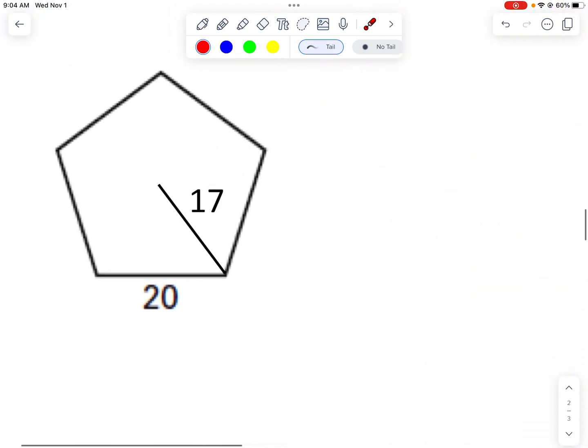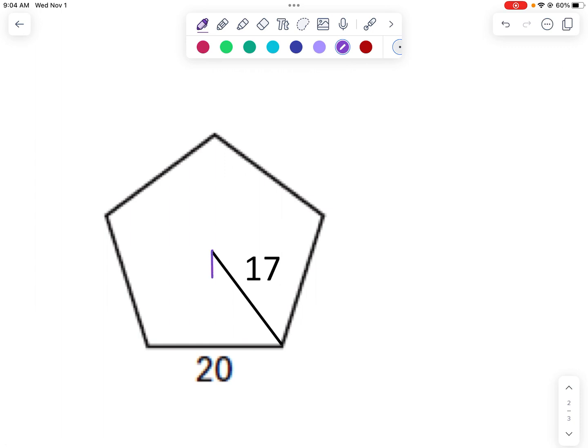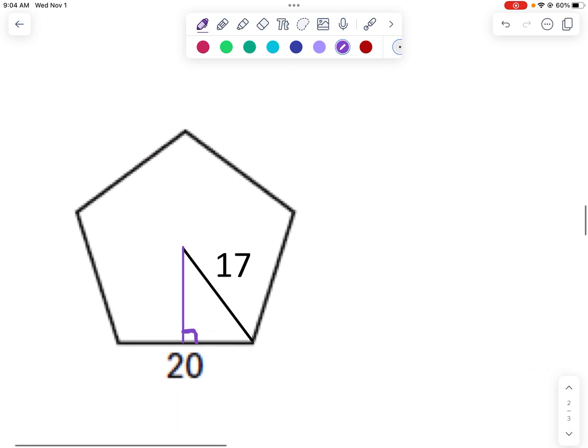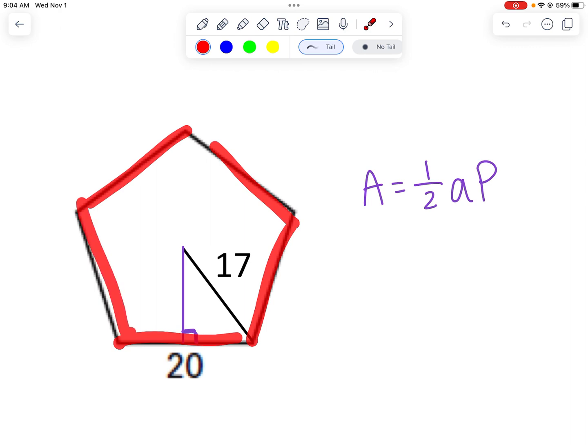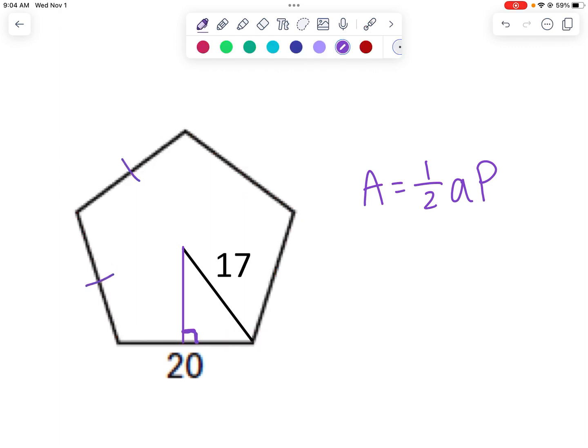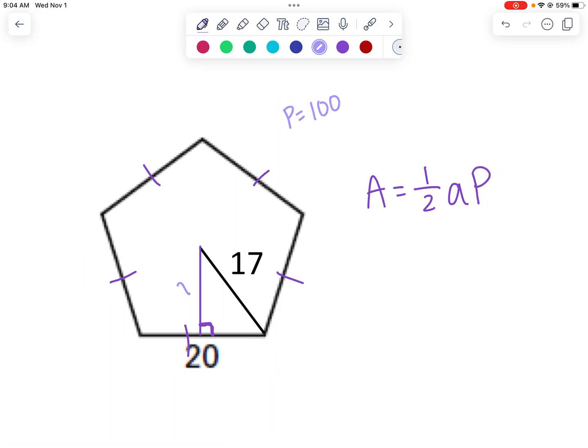So if we take a look at this one, I'm in the same bind. I have the radius, I have one side. What's missing is the apothem. What's missing is the little height. So if I were going to do area equals 1/2 little a capital P, remember that P stands for perimeter. So if one side is 20, all the sides are 20 all the way around. So if I go all the way around, that would make the perimeter 20 times 5, which is just 100. The problem that I have is I don't know what the apothem is.